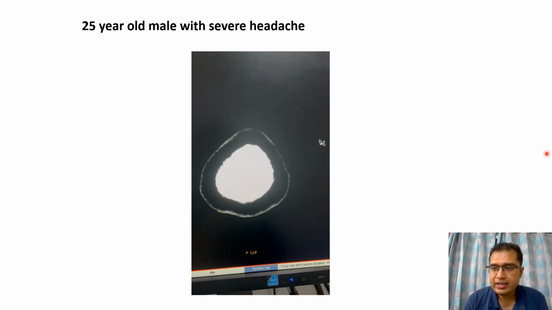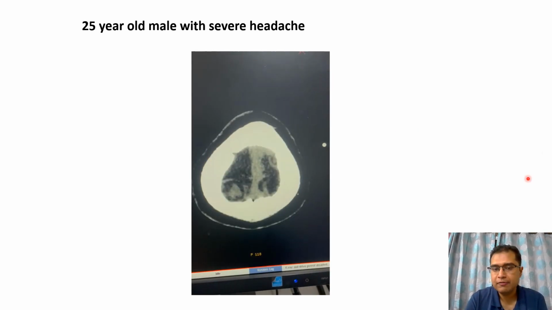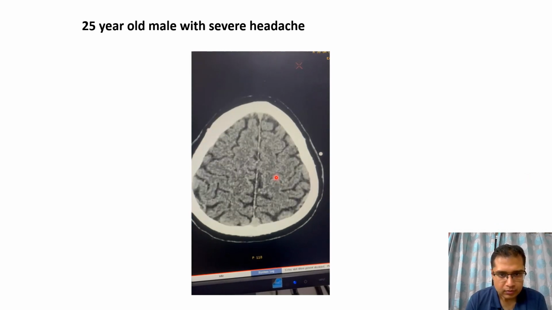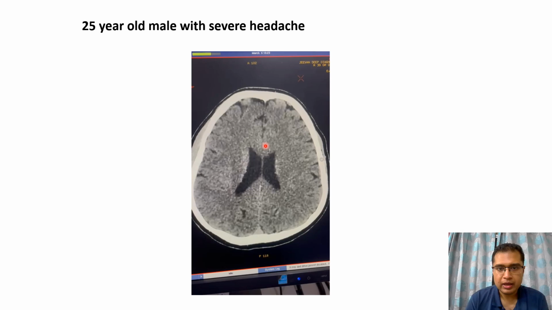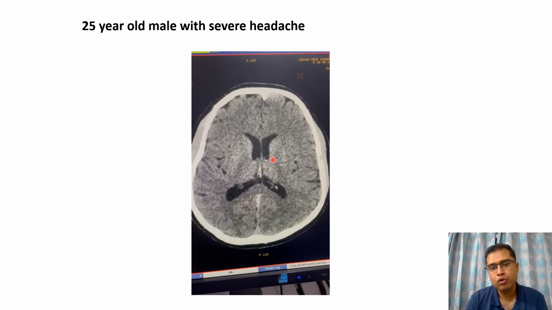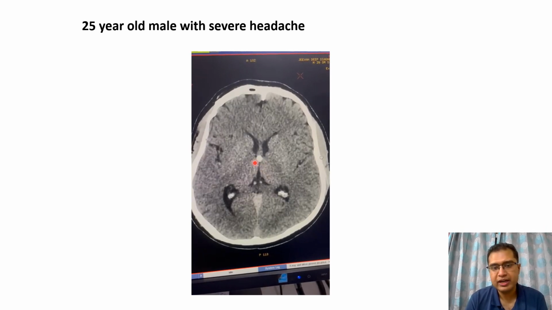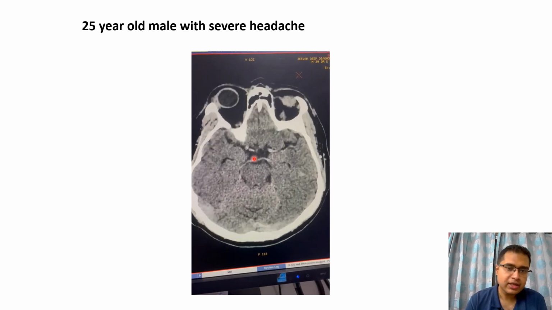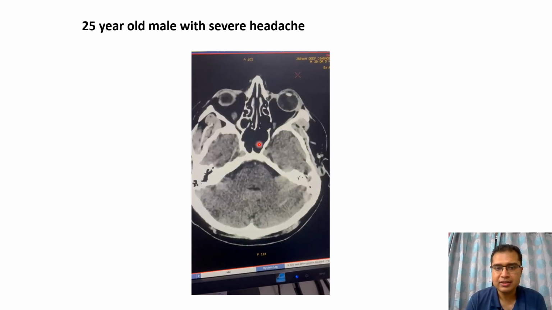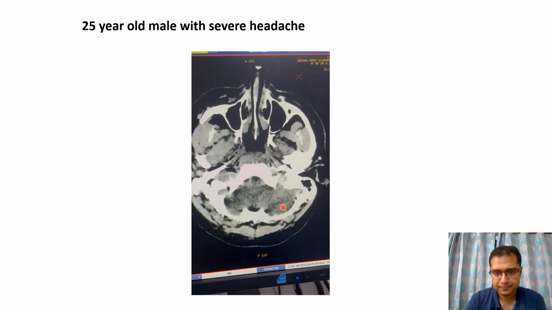So coming to our next case, here we have a 25-year-old male with severe headache, and this is the NCCT done for this patient. So he was having severe headache, and in the foramen of Monro, you can see a well-defined hyperdense lesion, which is suggestive of a colloid cyst. This can also cause a severe headache, but in this case, I don't see any hydrocephalus as such.